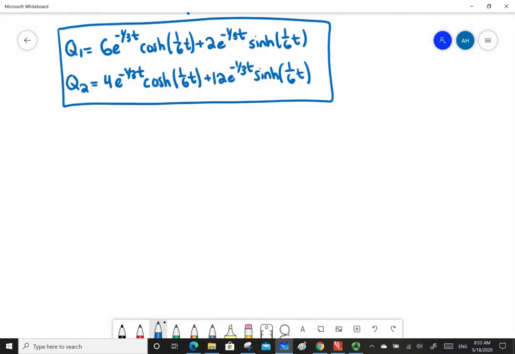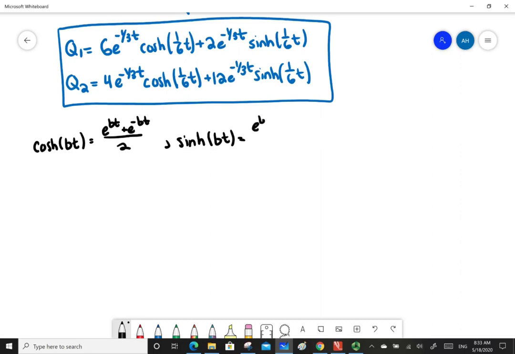If we wanted, we could use the definitions of hyperbolic cosine and hyperbolic sine to rewrite our solution in a more familiar form. So the hyperbolic cosine of bt is (e to the bt plus e to the negative bt) all over 2. And the hyperbolic sine of bt is (e to the bt minus e to the negative bt) all over 2.